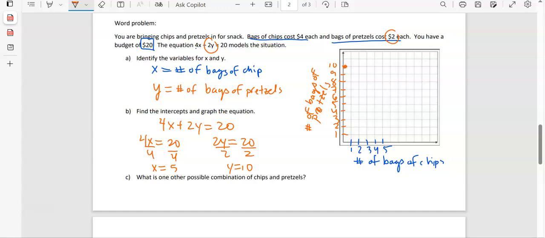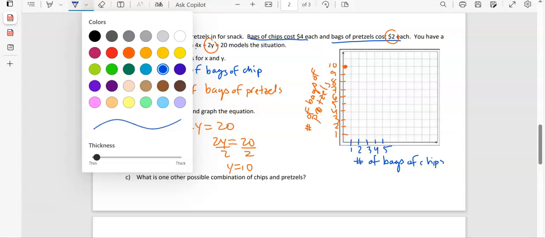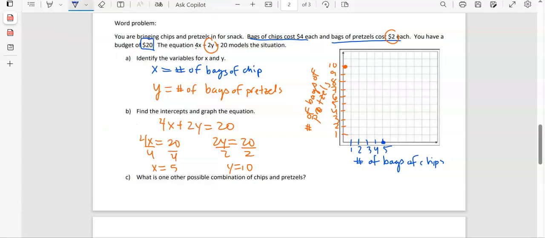Here's my y-intercept. And again, what's happening there is I am buying no bags of chips and 10 bags of pretzels. And for my x-intercept, I am buying 5 bags of chips and no bags of pretzels. Now again, yours should look a lot better because you should use a straight edge here. I'm going to try my very best.